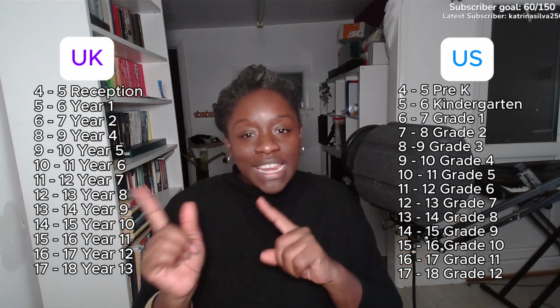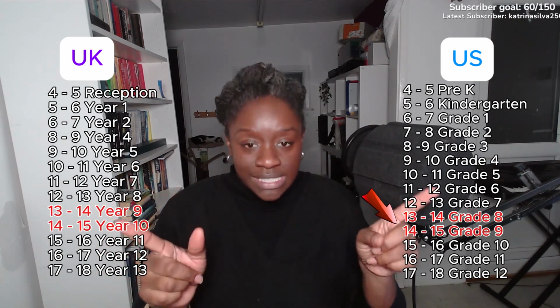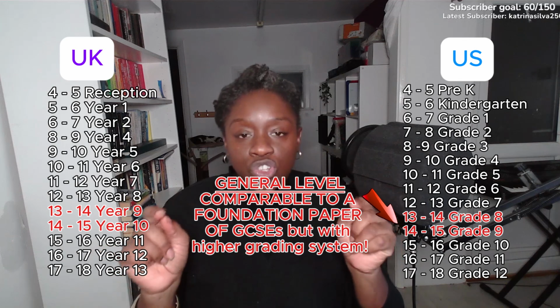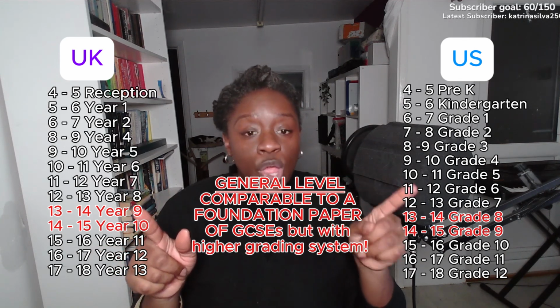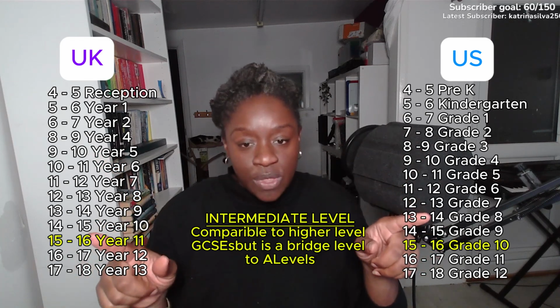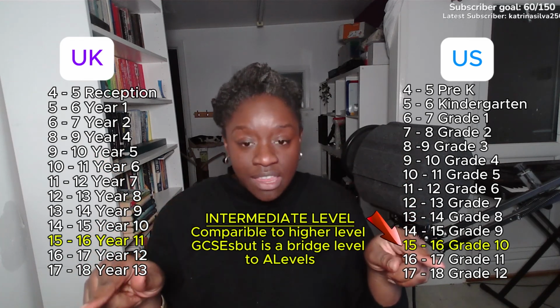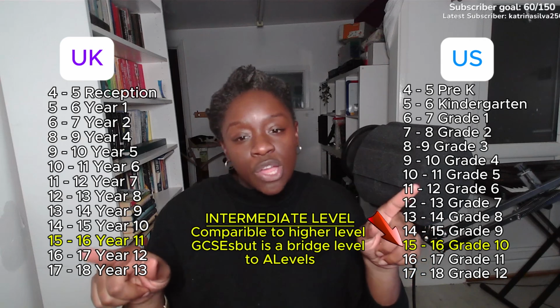So for grade 8, your child will cover the PACEs 1085 to 1096. And then for grade 9, your child will cover PACEs 1097 all the way to 1108. That is classed as the general level. And then you have grade 10. Grade 10 is the intermediate level, which is a bridge level, and that covers 1109 to 1120.